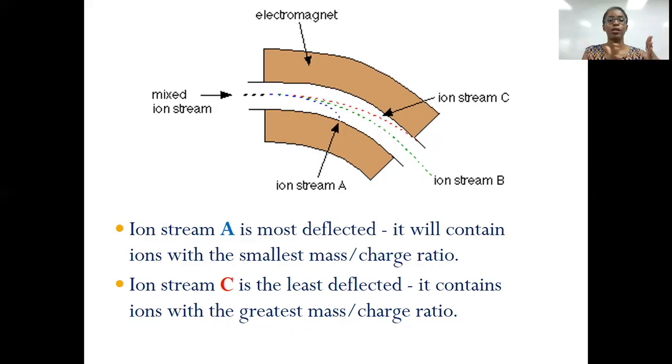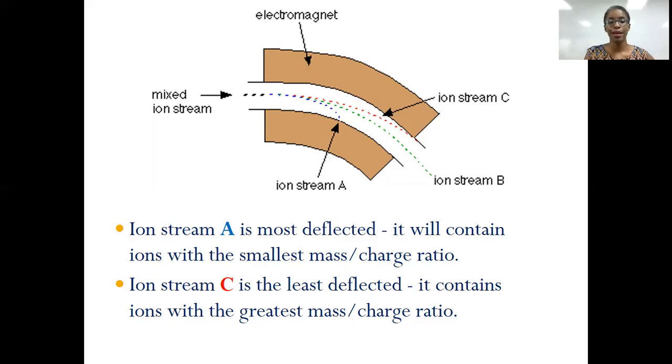Now this magnet, we can adjust the electromagnetic field to have different degrees of deflection. So in this one particular stream, at this one particular magnet strength, we're seeing three different types of particles, three different ions coming through the deflector at the same time. We have stream A in blue, stream B in green, and stream C in red. Based on the mass, we're not going to look at the charge because we're assuming that all of these have the same charge. So in this particular case, we're looking at the mass to charge.